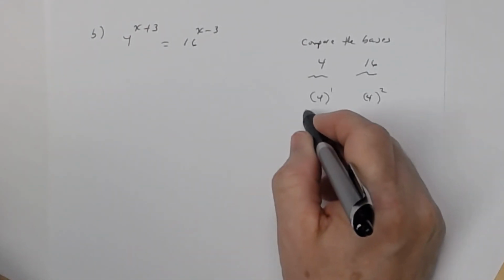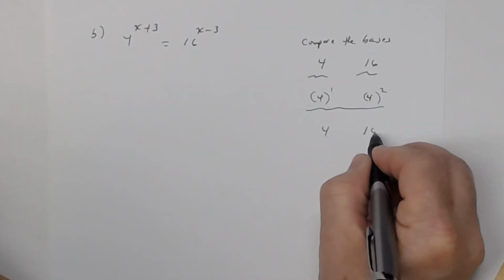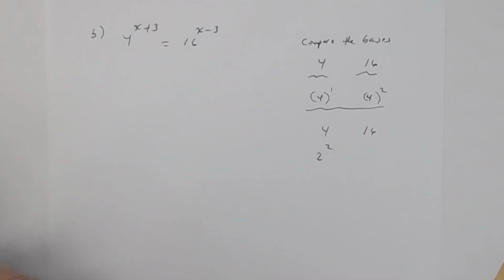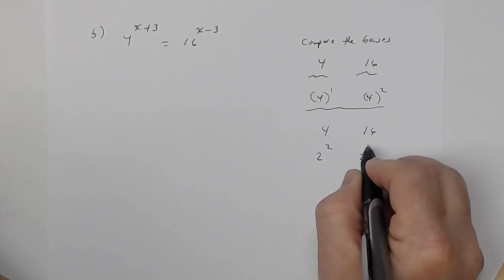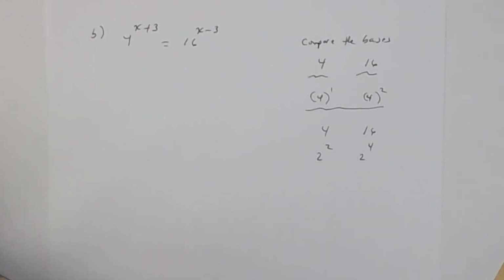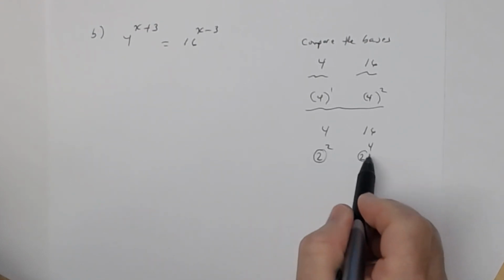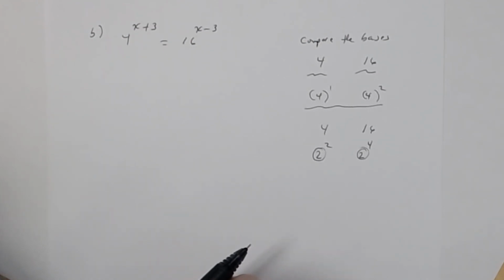What I want you to notice though is this. Someone else could have said, well, I know that 4 is 2 squared, and I know that 16 is 2 to the 4th power. So someone may say, well, can I get the bases to be 2? Yes, you can. You definitely can. And we'll do both of them just to show you what it's going to look like.